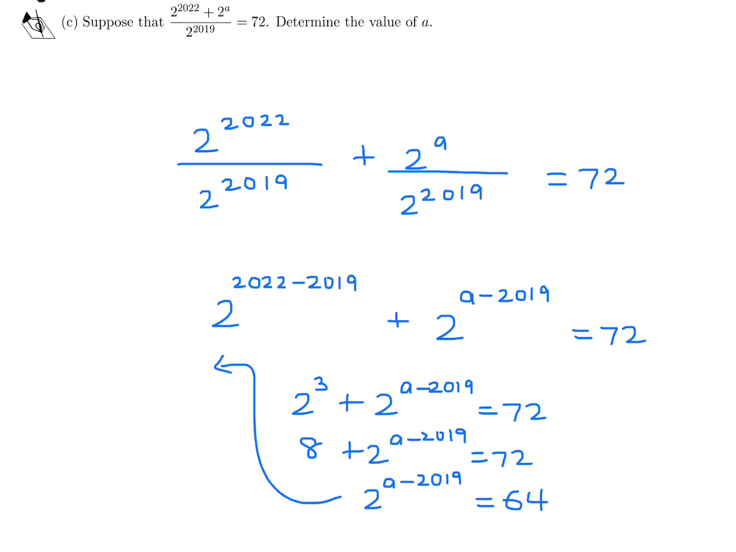Well, 64 is 2 to the power of 6, right? So that becomes 2 to the power of 6 is equal to 2 to the a minus 2019. Now, the bases are the same, so the exponents are the same. That basically means that a minus 2019 is equal to 6. Put the 2019 on the other side, and we get a is equal to 2025.